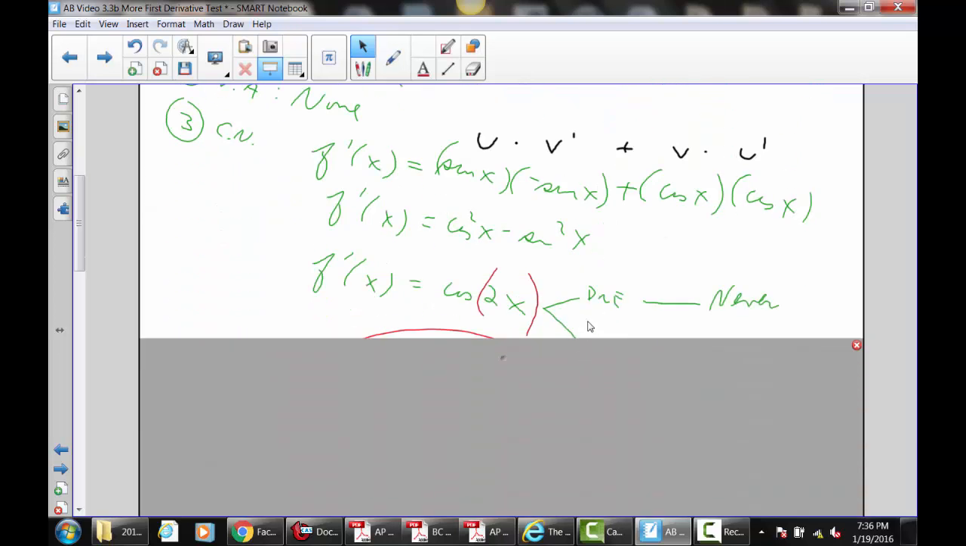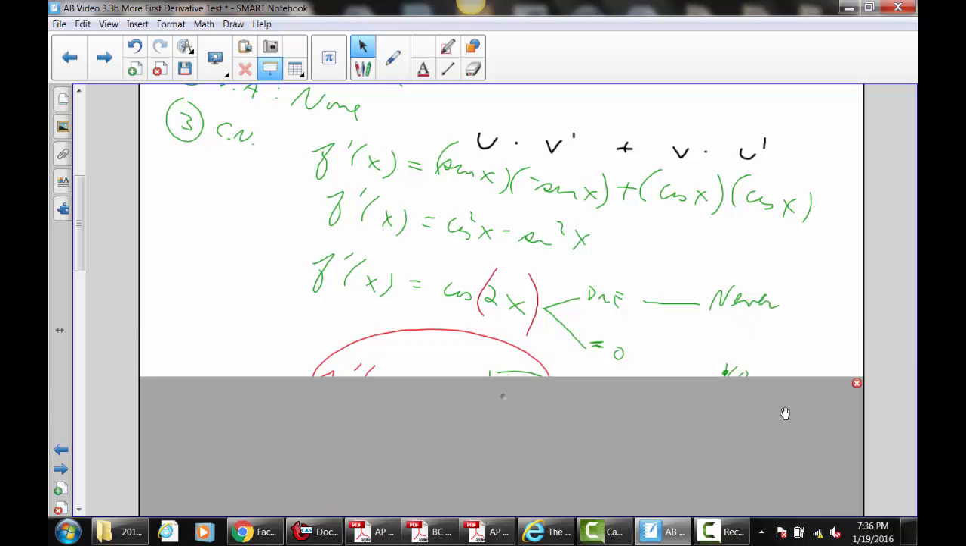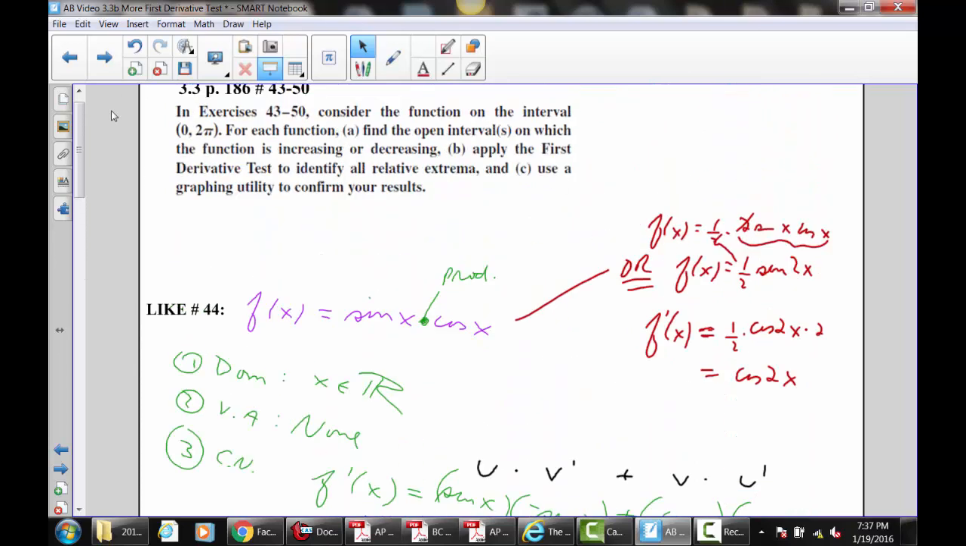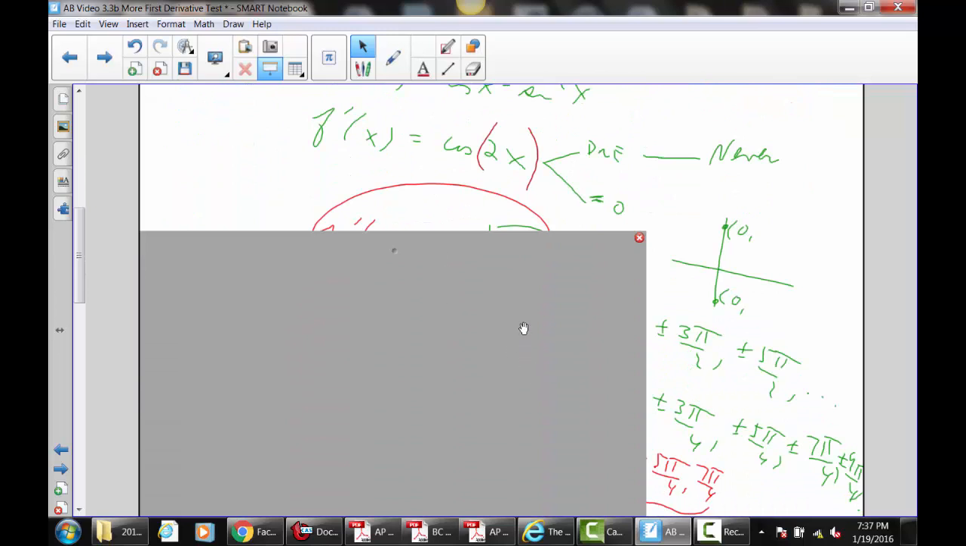So the question is, when does the cosine of 2x not exist? Never. When does it equal 0? Now, cosine is equal to 0 here and here. So that means, and again, they did give us an interval, we're only interested from 0 to 2 pi.